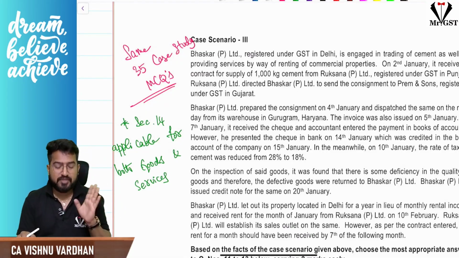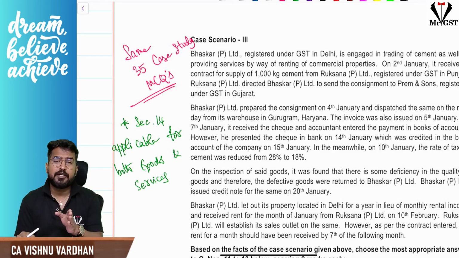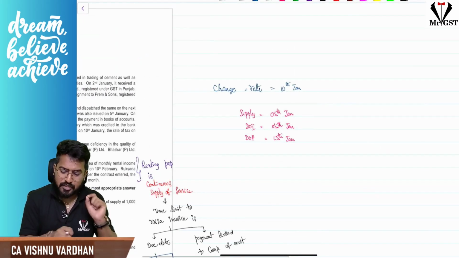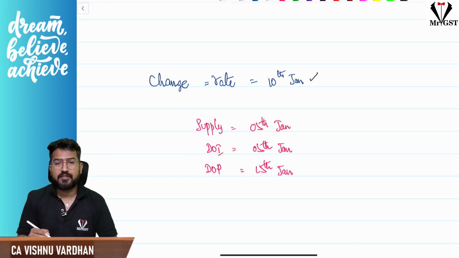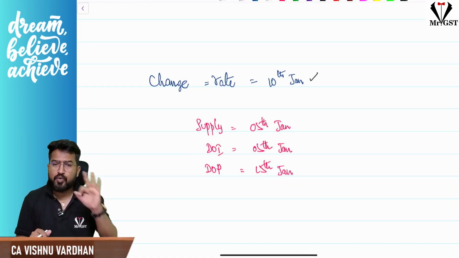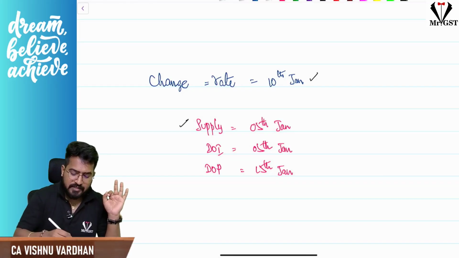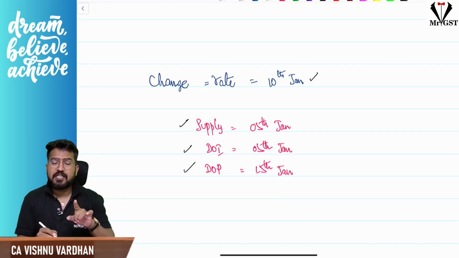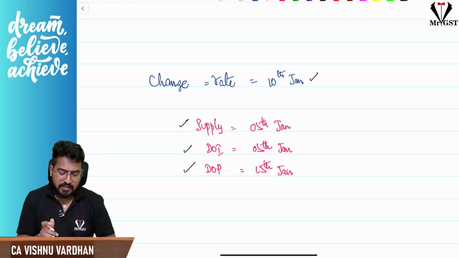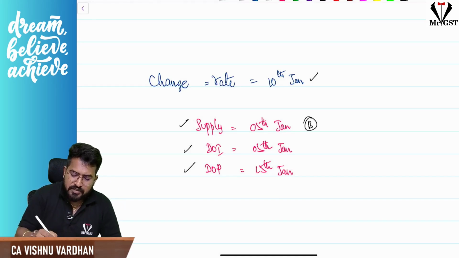But I just want to stress on a point, section 14 applicable for goods as well as services, that is change in rate of tax, the time of supply. See, again I am teaching you here, when there is a change in rate of tax, imagine the change is happening on 10th Jan as per the question given here. You record 3 dates: when the supply has happened, the date of invoice, the date of payment. Check which is happening before the change, which is happening after the change. Supply is happening before the change, invoice is also before the change, payment is after the change.